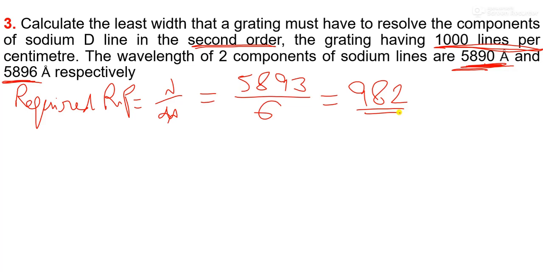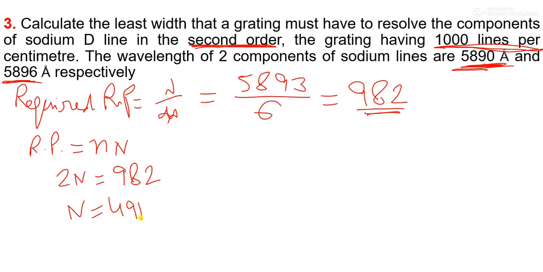Okay, and what is the resolving power of the grating in second order? We know that the resolving power of a grating equals small n into capital N, and here small n is 2. So 2N is equal to the resolving power, 982. So capital N is equal to 491.